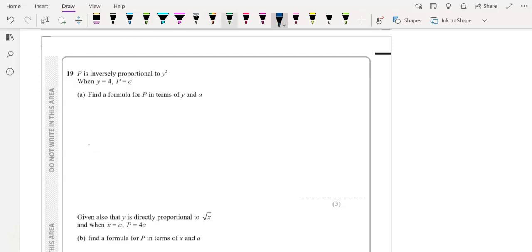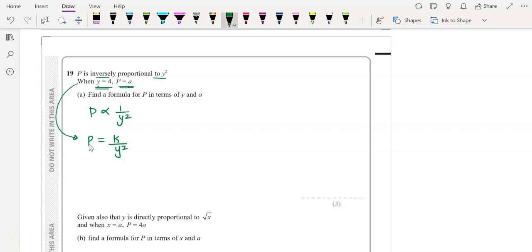So p is inversely proportional to y square. So p varies as 1 upon y square. You can convert this into an equation. So p equal to k, the constant, upon y square. Now we'll substitute the values of y and p. Value of y is 4 and value of p is a.